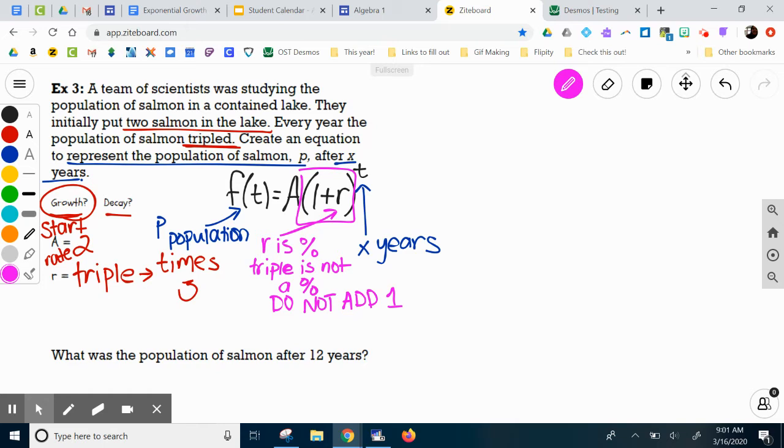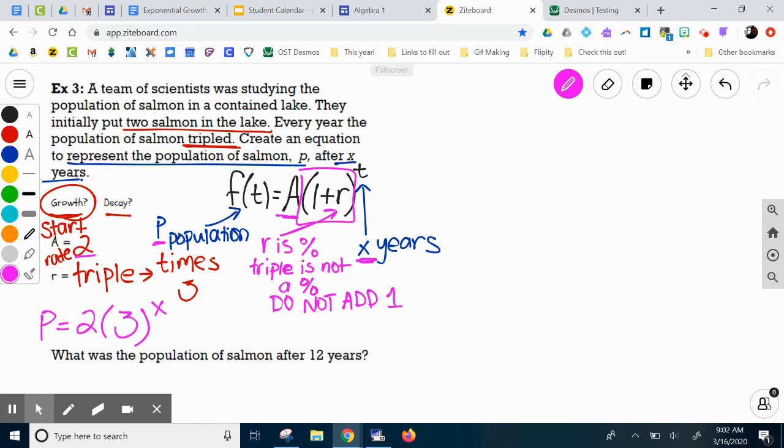So when we're writing this equation, we start with our P. So P equals our A, which we said was 2. And then instead of doing 1 plus the rate, we're just going to put the rate there because it's not a percent. So it's times 3 because it's tripled. And then instead of t, it tells me to use x. So my equation is p equals 2, parentheses 3 to the power of x.